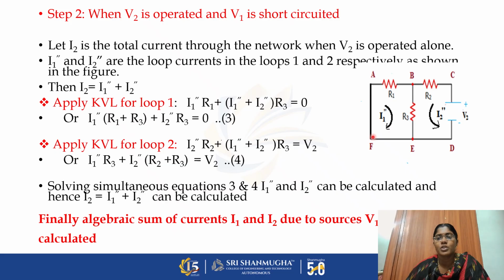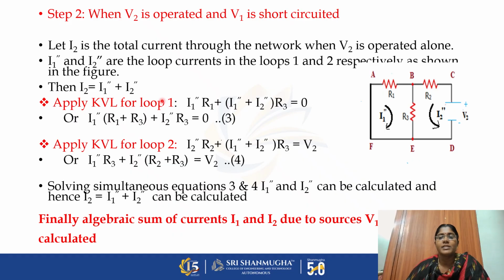If we short circuit these terminals, you can get two loops: I1 double dash is the current flowing through loop 1 and I2 double dash is the current flowing through loop 2. After finding I1 double dash and I2 double dash, by summing up these two currents, you can get the value of total current flowing through this circuit.